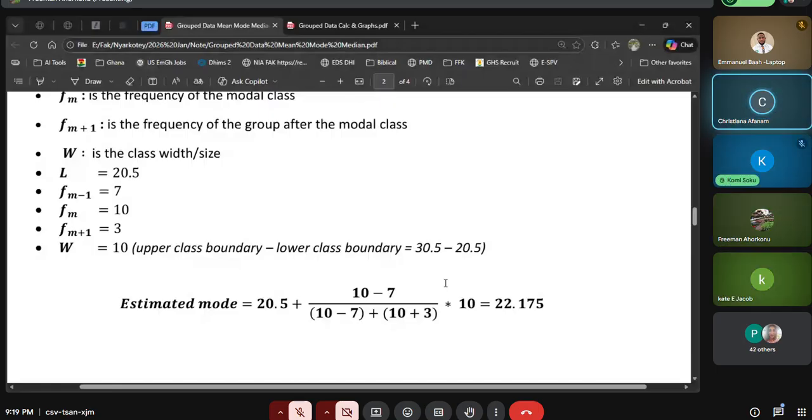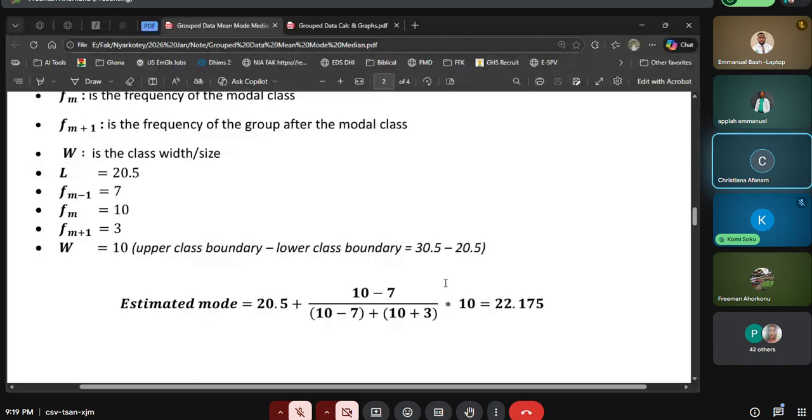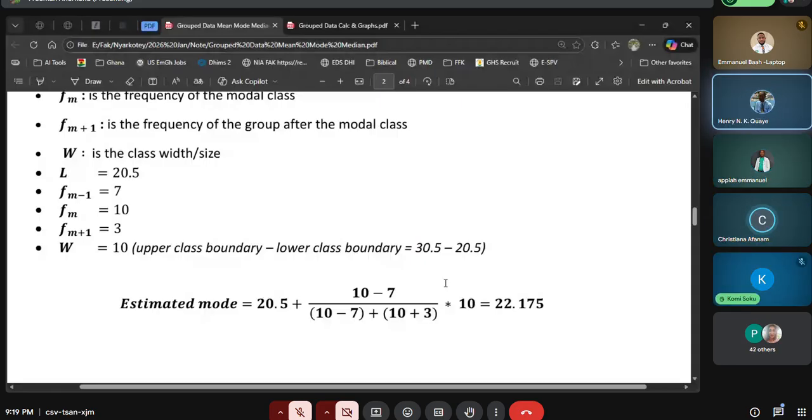Hello, sir. So it's correct. Sir, I got 22.375. I think there was an error with mine. The last one, the 10 plus 3, I made it 10 minus 3. Sorry for that.